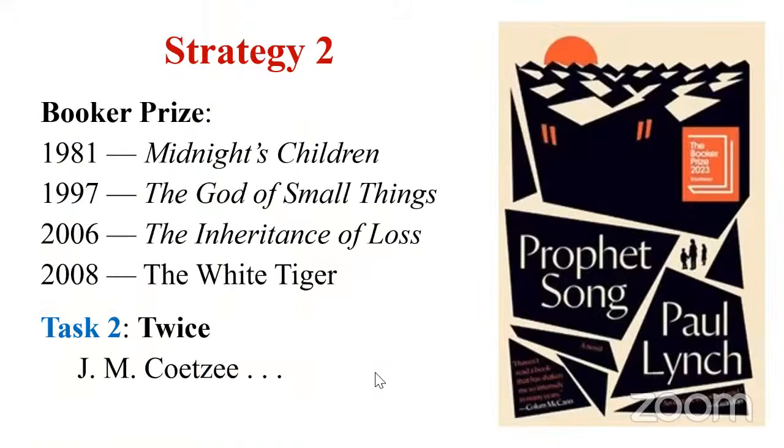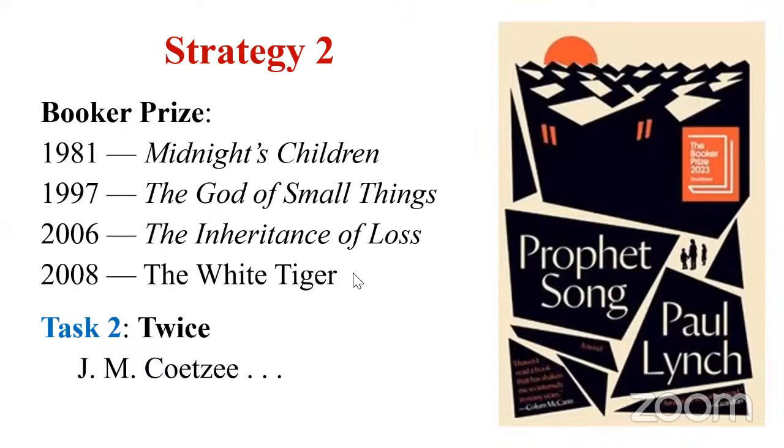Then strategy number 2 would be focus on literary prizes. For instance, you can focus on the Booker Prize. So we have in 1981, Midnight's Children, we have Salman Rushdie. Then 1997, Arundhati Roy's The God of Small Things won that prize. In 2006, we have Kiran Desai's The Inheritance of Loss. In 2008, we have The White Tiger by Aravind Adiga.